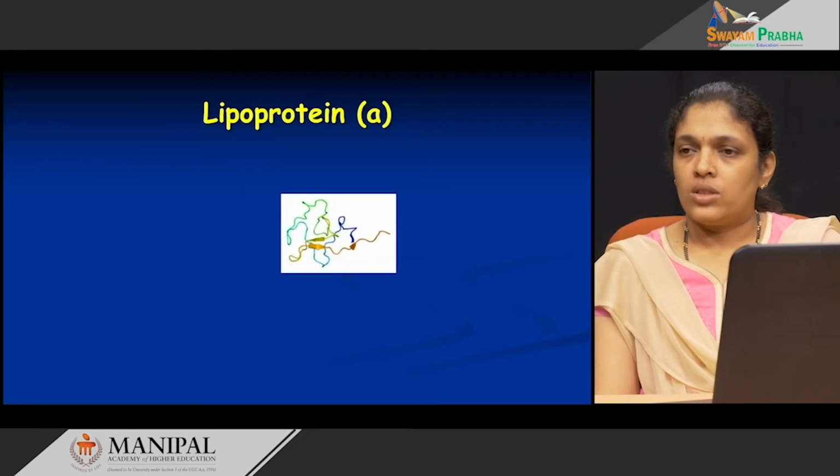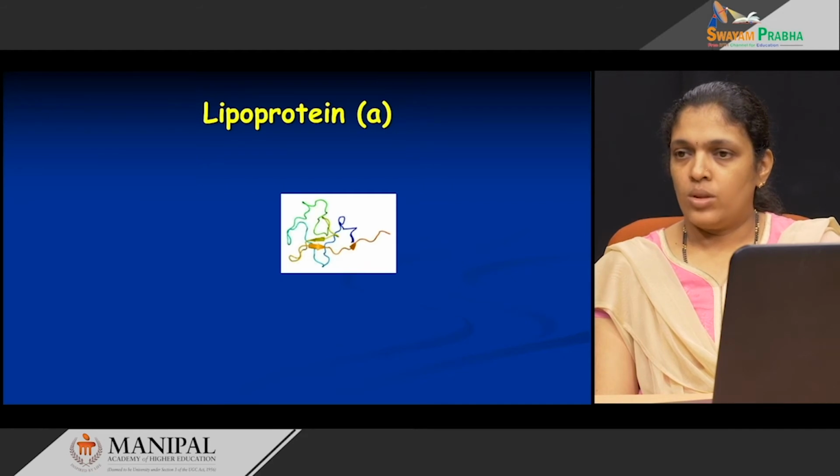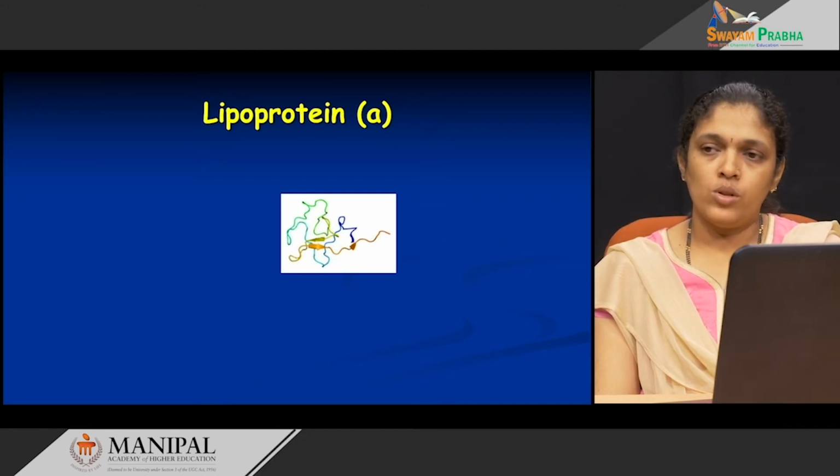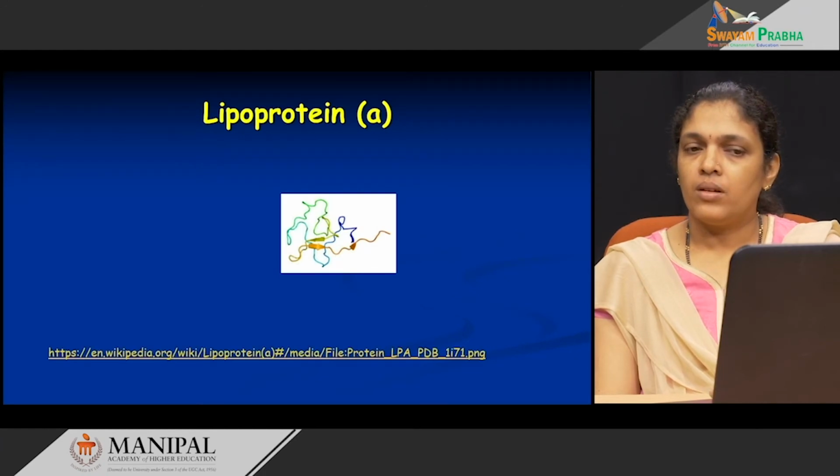Now, this is how the structure of lipoprotein A looks. So, there are ApoA and ApoB molecules which are linked to each other by disulfide bridges.